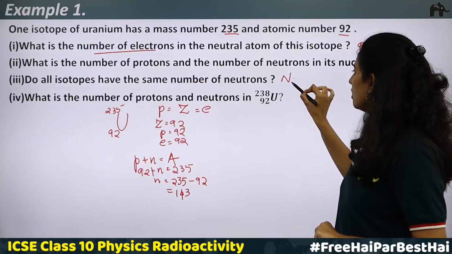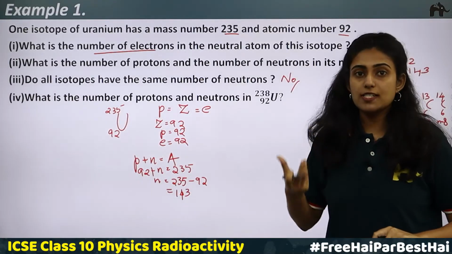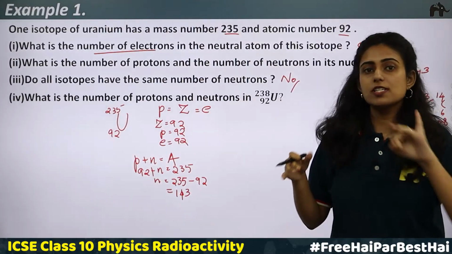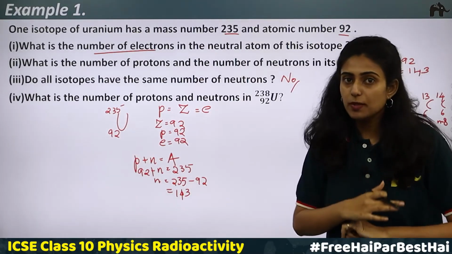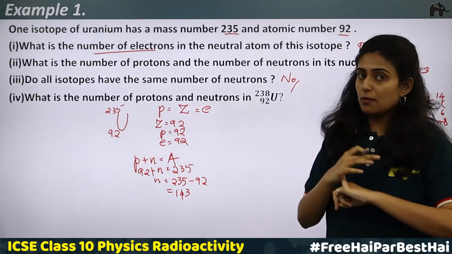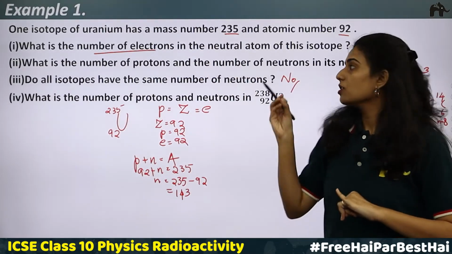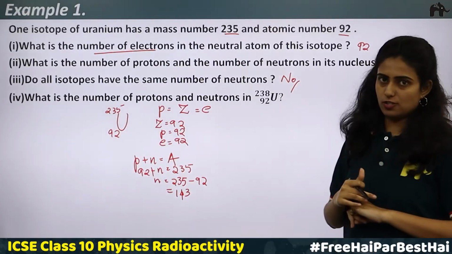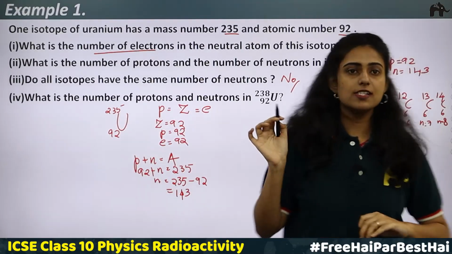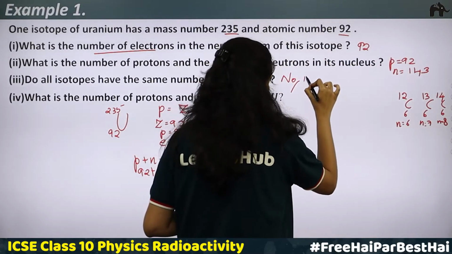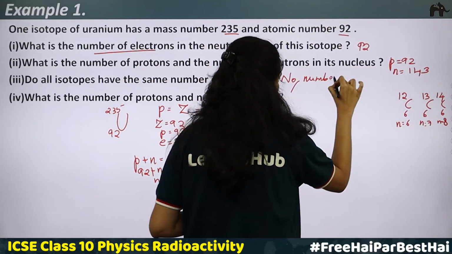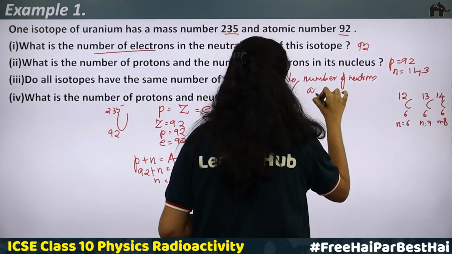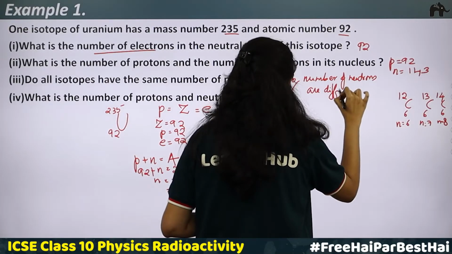No, right? Because in case of isotopes, what is happening? The mass number is different. So mass number is dependent on the number of protons and number of neutrons. Number of protons will be the same. Okay, that is, the atomic number is the same in case of isotopes. So the difference in mass number is created by the number of neutrons. Okay, number of neutrons are different.